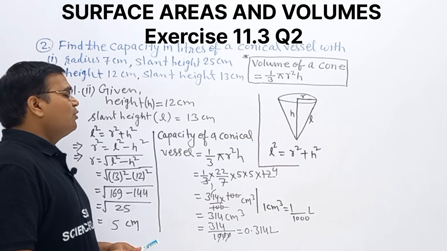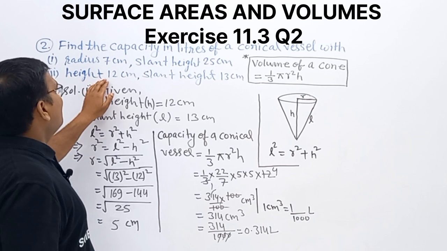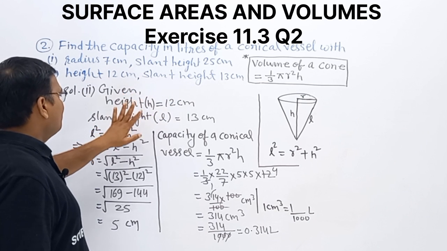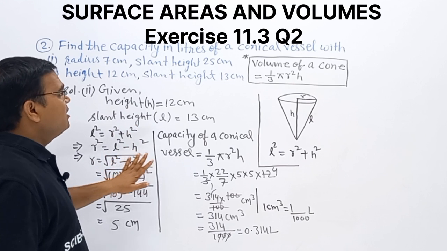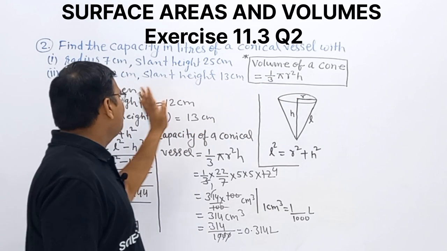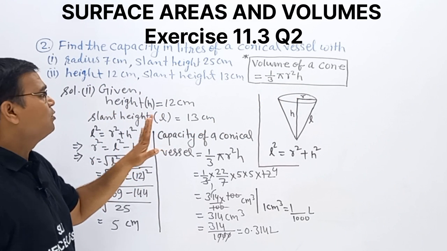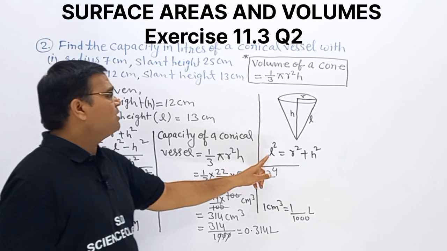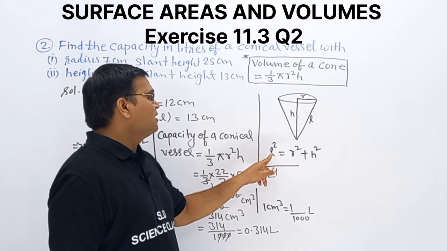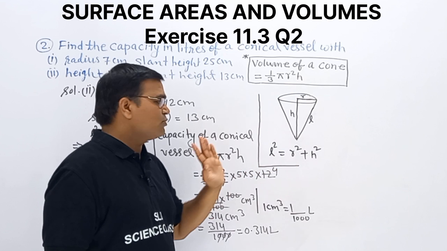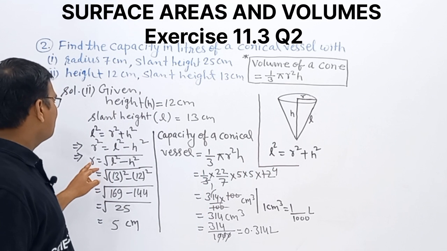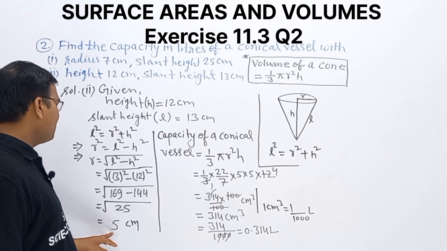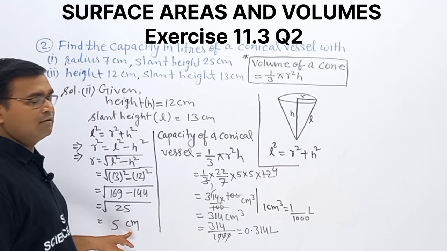Observe what we are doing in this question. We have height and slant height. So first we find, we require r and h. H we have, but we don't have r. So we require r. So we are using Pythagoras theorem, L square equal to r square plus h square. Then we are solving for r and we are getting r equal to 5 centimeter.